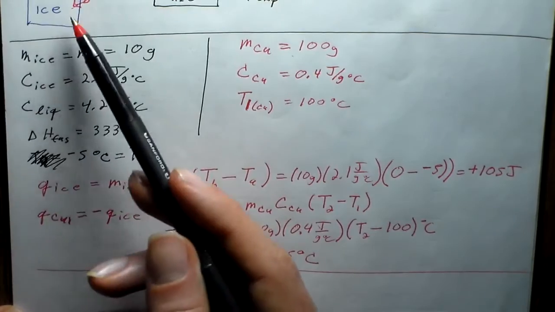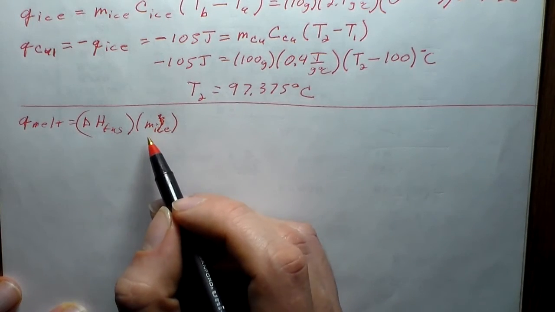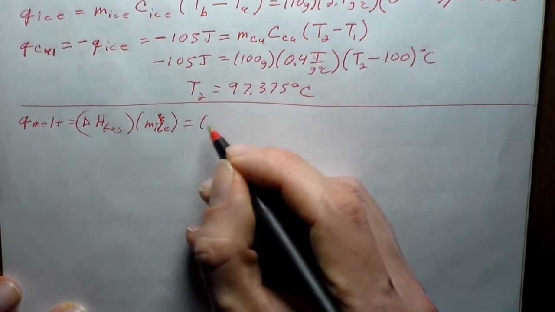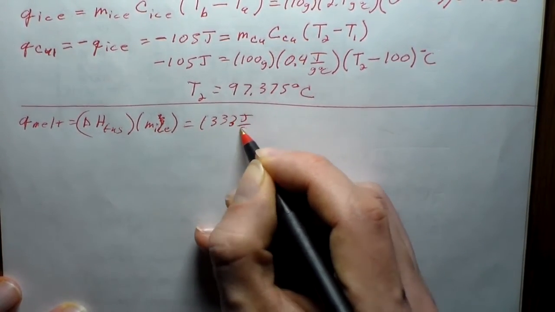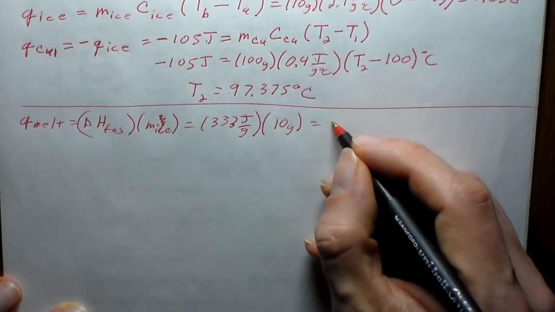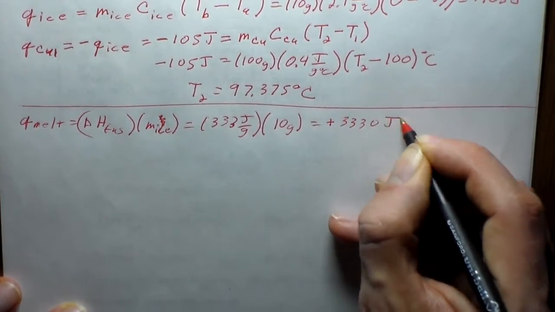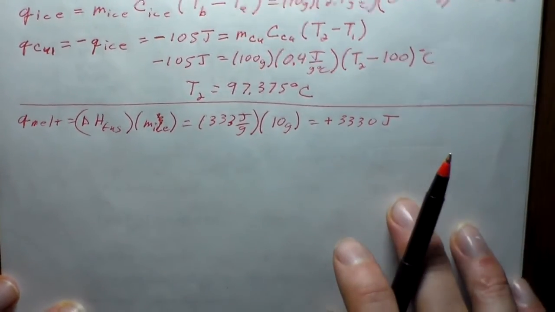We've already got to 0 degrees Celsius. How much energy do we actually need to melt the ice here? This is the enthalpy of fusion times the mass of the ice. So this is going to be our 333 joules per gram times the 10 grams of the ice. You don't need a calculator for this one. This is going to work out to be a positive 3330 joules. So that's how much energy it takes to melt the ice.